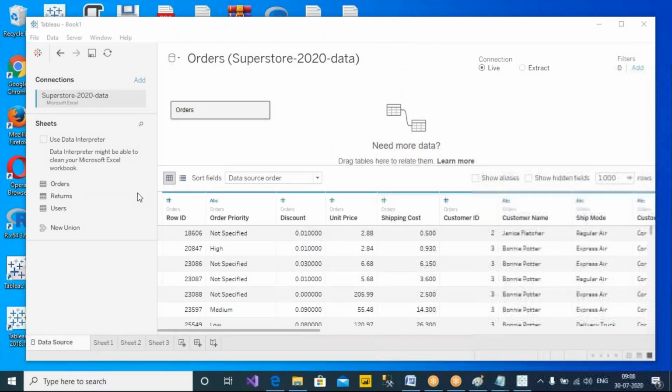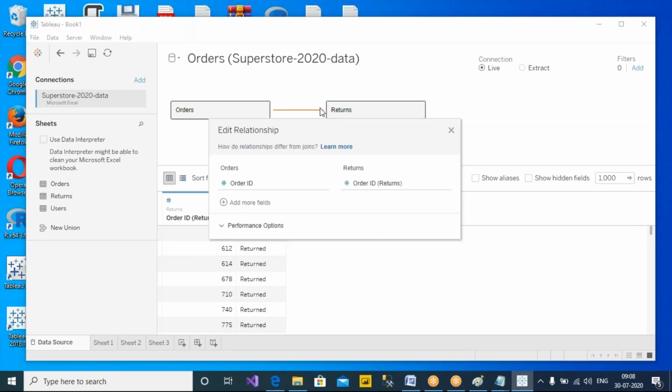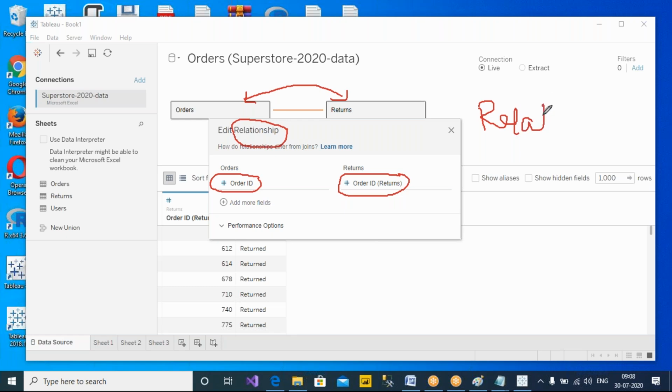All right. So generally what we do is drag the second table and drop it here, isn't it? When we do that here, it is not joining like the previous Tableau versions. Instead, it is creating a relationship here. That means these two tables can be related to each other with this column. So there is no join here. It is just related to each other.